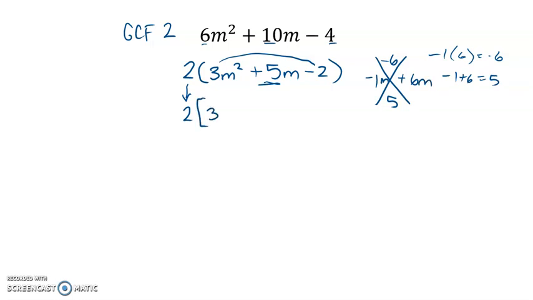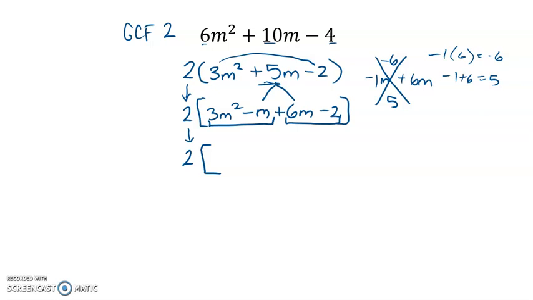Okay, so these take the place of 5m in the middle. So I'm going to create 3m squared, break apart 5m, so minus m plus 6m minus 2. We're going to look inside our parentheses, and that 2, don't lose him out front. 3m squared minus m. They have a 1 in common, and m squared and m share an m. So for 3m squared, to get back to that, I multiply m by 3m, so I get 3m squared. M times negative 1 gets me back to negative 1m.